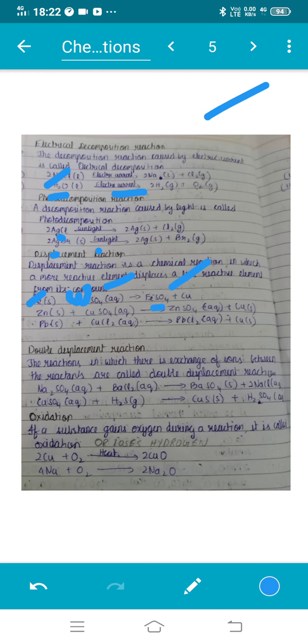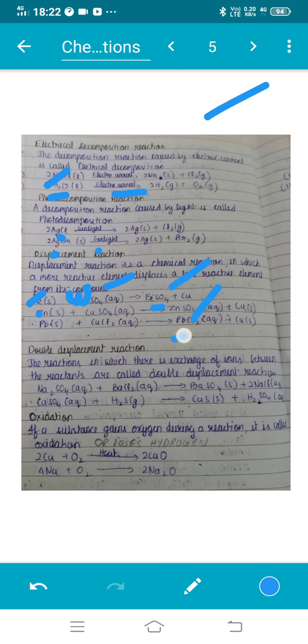We can take another example. Zinc is more reactive than copper. So Zn plus CuSO4 gives ZnSO4 plus Cu. And Pb plus CuCl2 gives PbCl2 plus Cu. But how do we know that this element is more reactive than this element? We can find out with a reactivity series that we will learn in the metals and non-metals chapter.